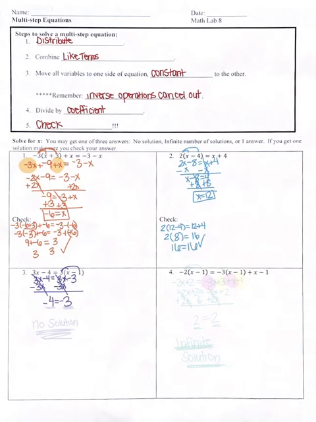Since there's no x left, we either have no solutions or infinite solutions. If the equation or if the statement is true, then it's infinite solutions, meaning anything you plug in for x will make the statement true. If the numbers are different, then it will be no solution, which means that no value for x that you plug in will make that statement true. So, since negative 4 is not equal to negative 3, there is no solution to this problem.